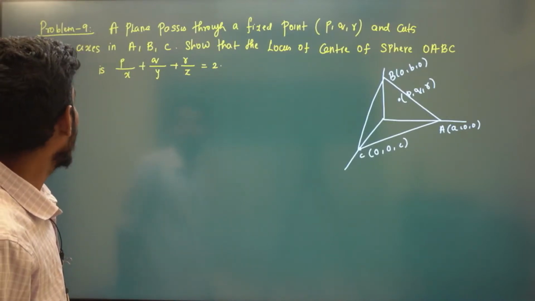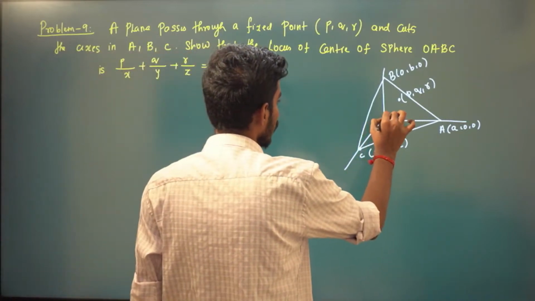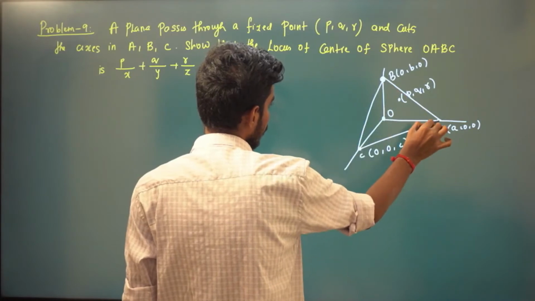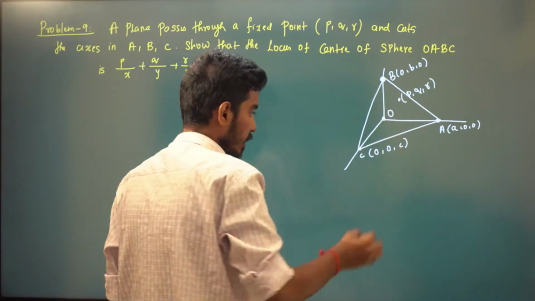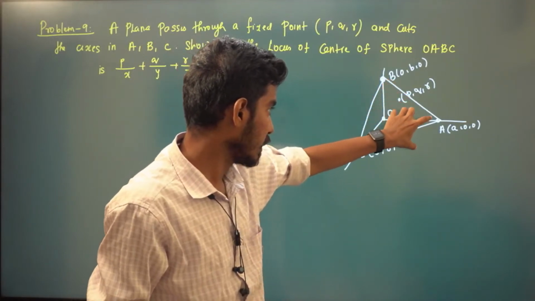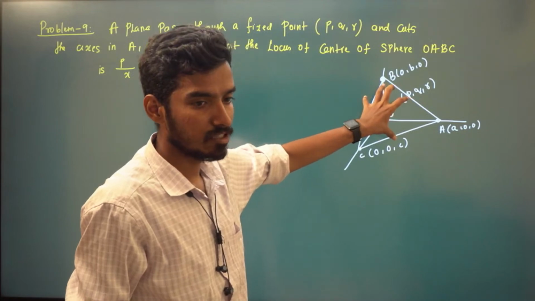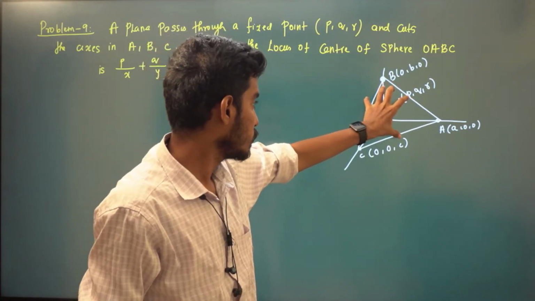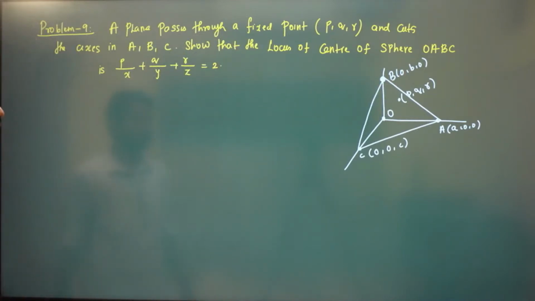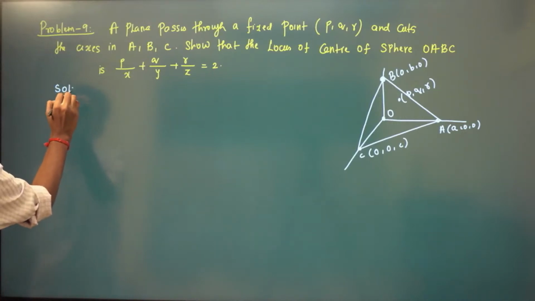Okay. Show that the locus of center of sphere OABC. Now we need to form a sphere that passes through this OABC, right? So I'm inserting a sphere touching A, B, C, and O. Now we need to show that the center of that sphere's locus is P by X plus Q by Y plus R by Z is equal to 2, right? Now, a very easy problem.